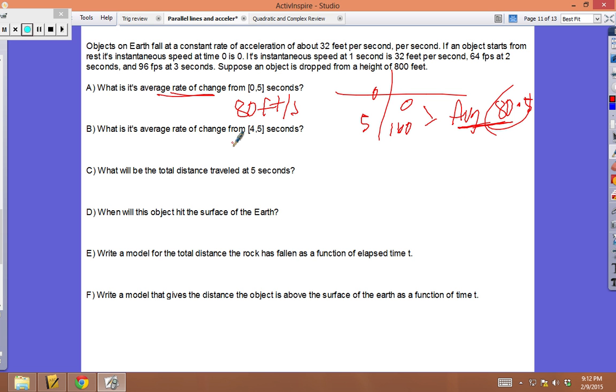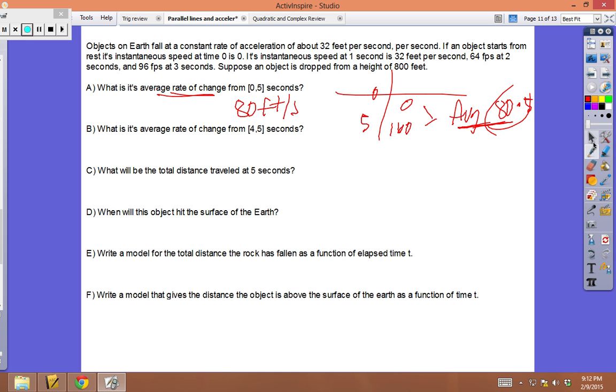B, average rate from 4 to 5 seconds. Okay, so don't compare 0. Let's compare 4.